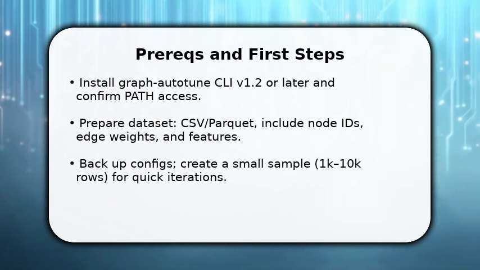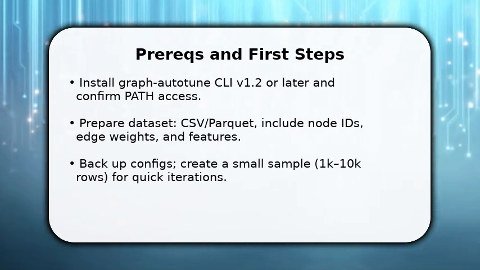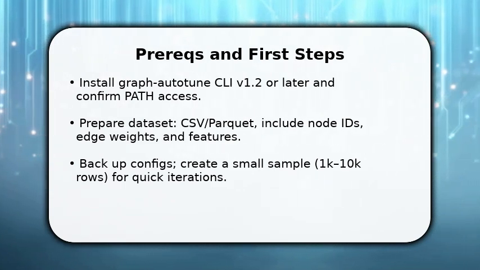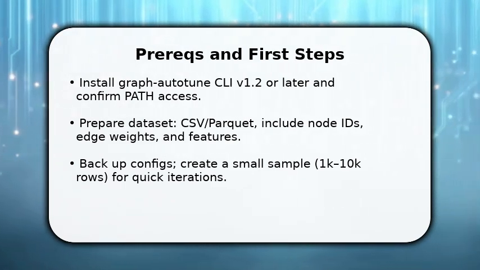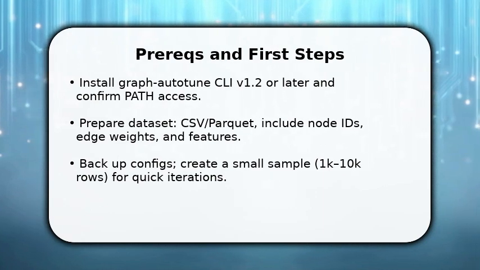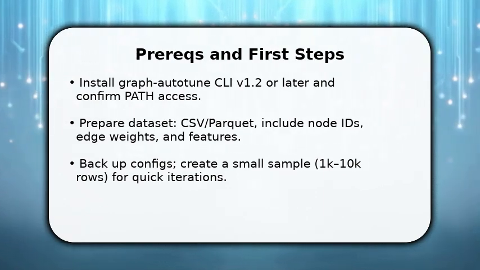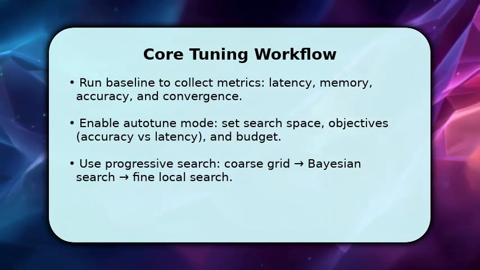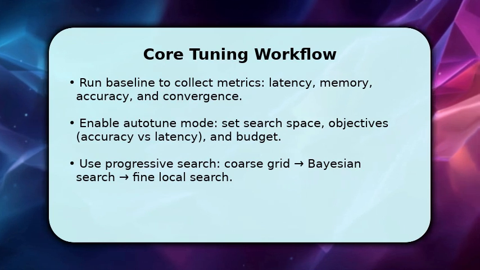Once done, back up your existing config file and create a baseline model run with default presets so you have a reference. This fast first step gets you into tuning without wasting time on full runs. You run the baseline to capture latency, memory, accuracy, and convergence behavior. These metrics define objectives for Autotune.